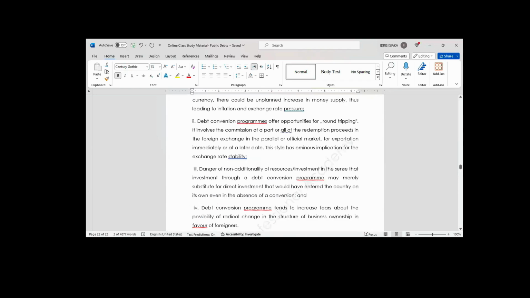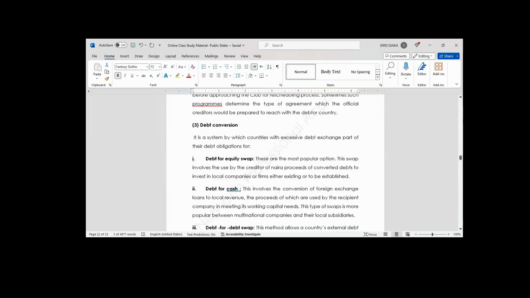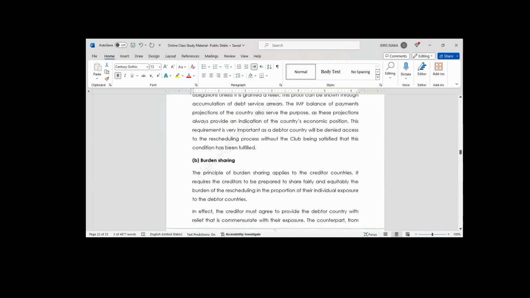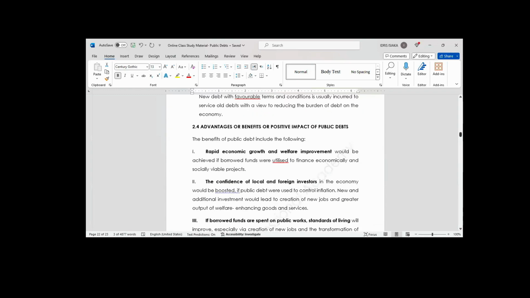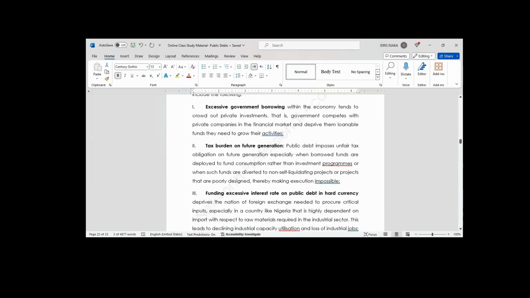When government is borrowing more money locally, it's going to affect private investment. The local company, the private company, will not have access to borrow money, because the money that the private company is supposed to have borrowed from the bank, government has borrowed it all. So crowding out effect means government is depriving the private sector from accessing money, because government has borrowed the money from the bank. That is crowding out effect.